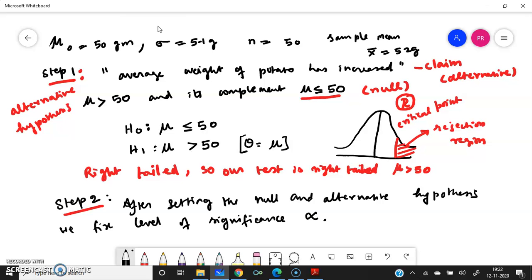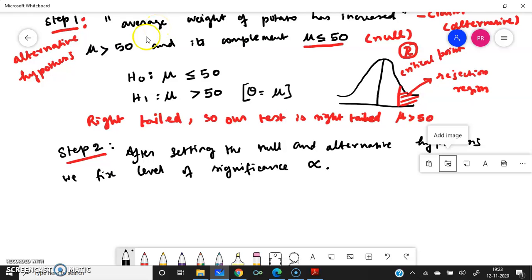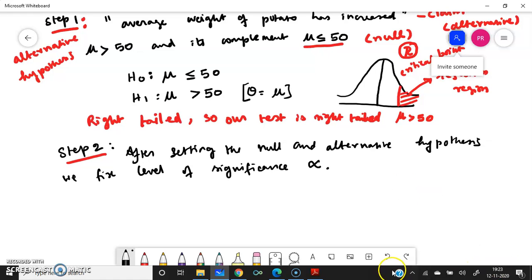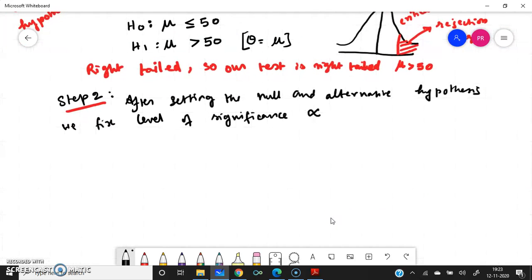Okay, so after the null and alternative hypotheses have been set, we have to fix the alpha. So what is that alpha? Why are we fixing alpha? It's quite simple. You can understand it in this manner: to what confidence level am I going to fix this null hypothesis? That is the level of significance, alpha. Suppose alpha equals 0.01, that is the 1% level.